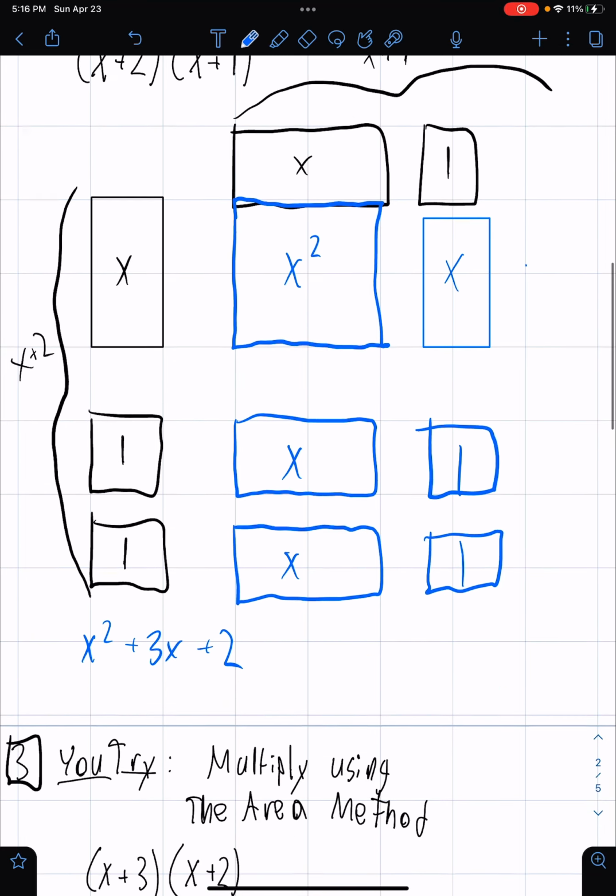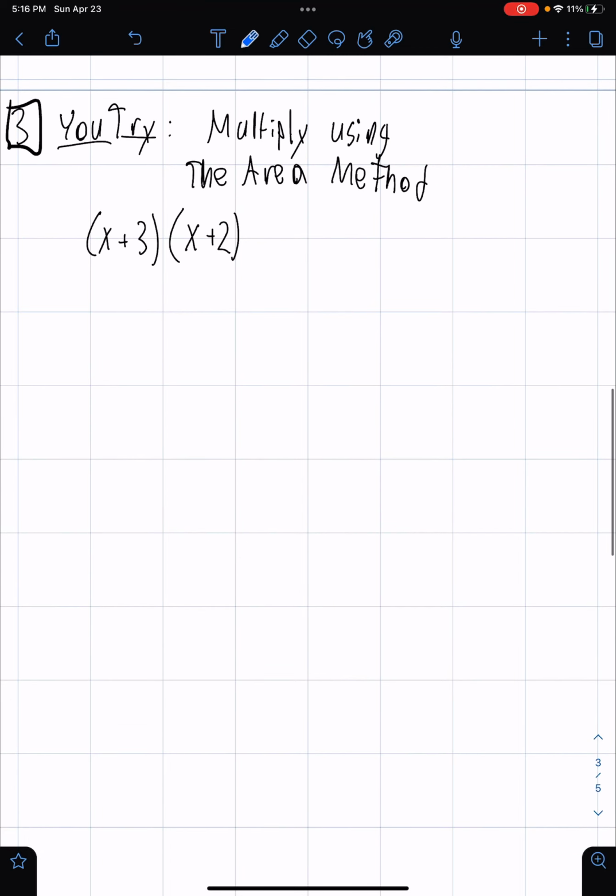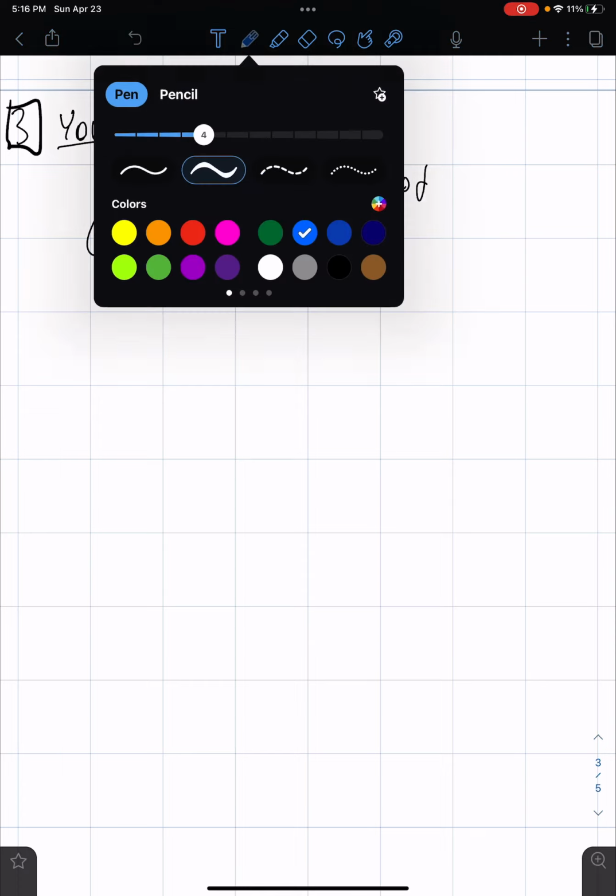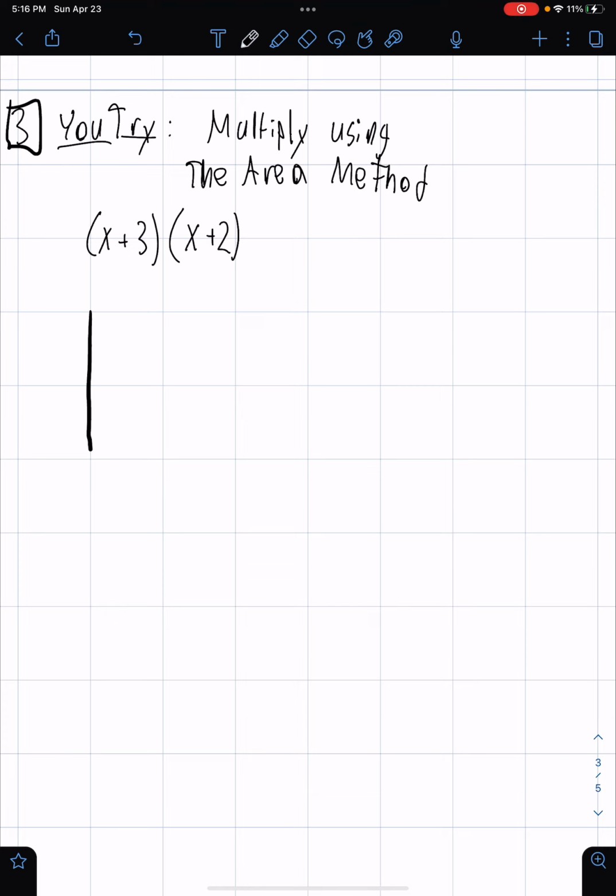Okay. Now in part 3, you try using the same method. You can go ahead and pause the video, and I will resume. Okay, so I hope that was enough time for you guys, and you were able to do it while you paused the video. But here's the setup if you didn't figure it out.